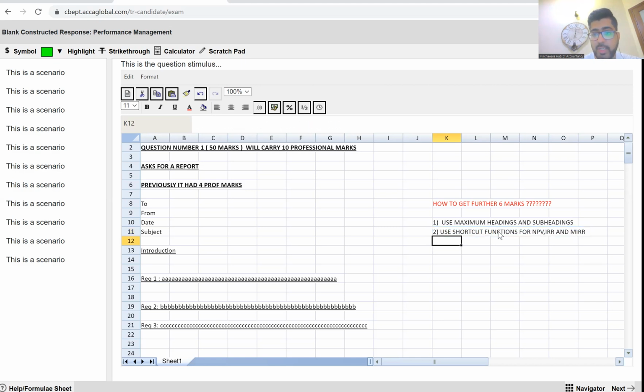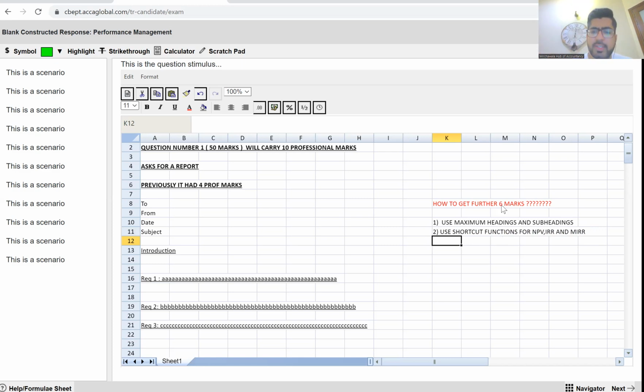To earn the extra 6 professional marks, because via the report format, which has already been taught to you, specifically I'm talking about my students who have studied from me, we have already taught you how to gain 4 in the previous syllabus: to, from, date, subject, introduction, every requirement heading, discussion right there, calculation in appendix. But to gain extra 6 marks, there are 2 pieces of instructions. In report, use maximum headings and subheadings. And number 2, use shortcut functions for NPV, IRR, and MIRR.